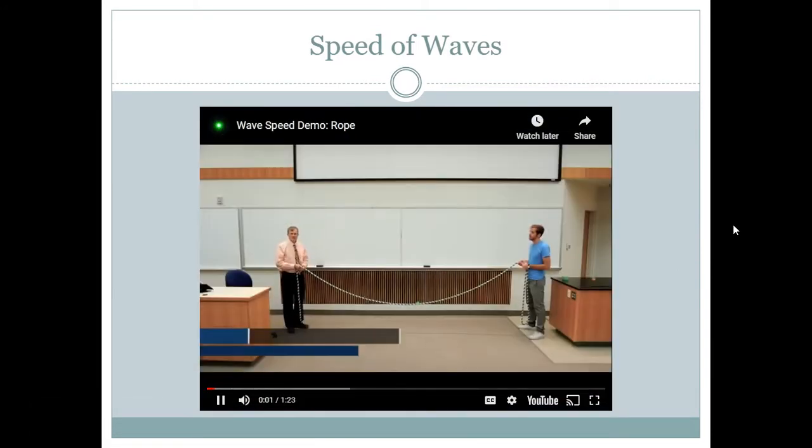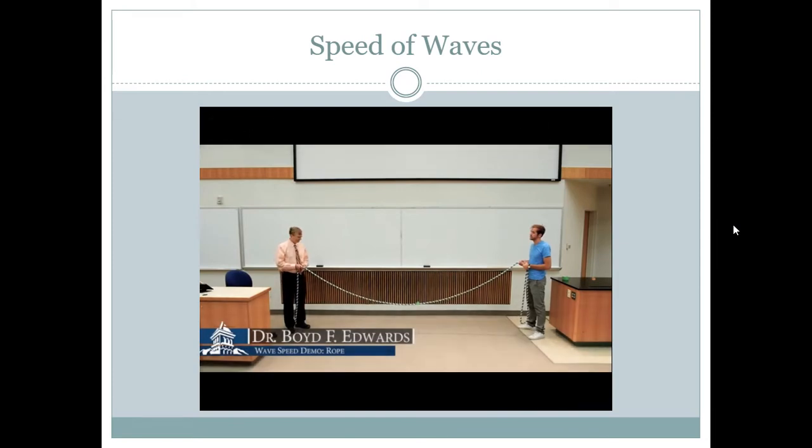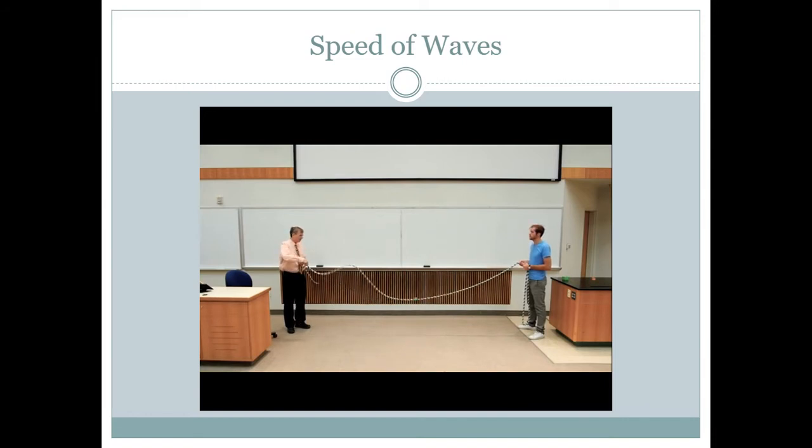This is a demonstration of wave speed on a rope. The wave speed depends on the tension in the rope in a direct relationship. If we don't have much tension in the rope, the wave speed is fairly slow. But as we increase the tension, the speed increases, and at higher and yet higher tensions, the speed gets very high.